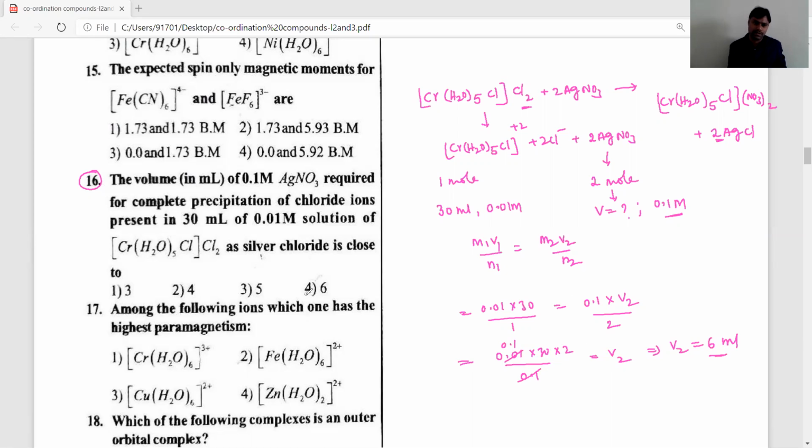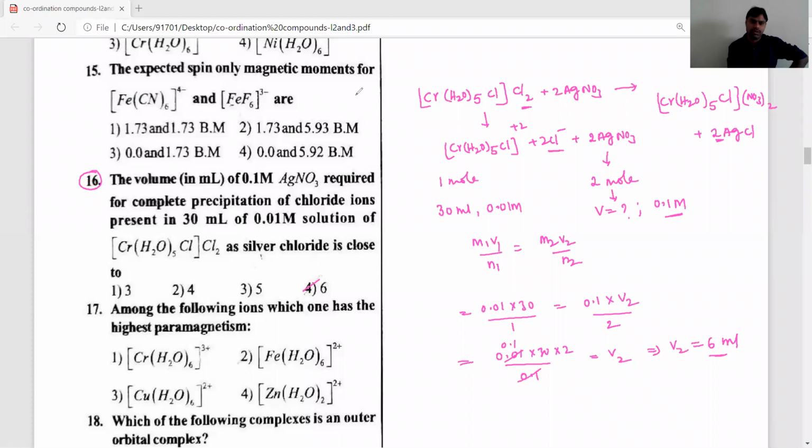6 ml is enough. 6 ml of 0.1 molar silver nitrate is exactly used for the complete precipitation of chloride ions present in the [Cr(H2O)5Cl]Cl2 complex, because the anionic sphere contains 2 chloride ions.